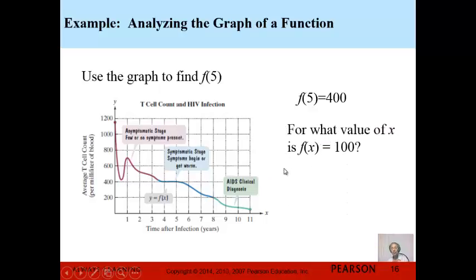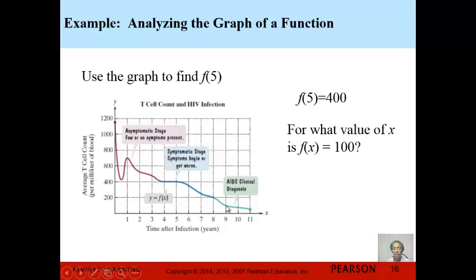Now we're being asked to find the value of x for which f of x is 100. So that means we want to start with y equal to 100, which is midway between the x-axis and y equal 200. And when we see the graph is to our right, so we're going to move to the right until we touch the graph. And we touch the graph when x is 9.